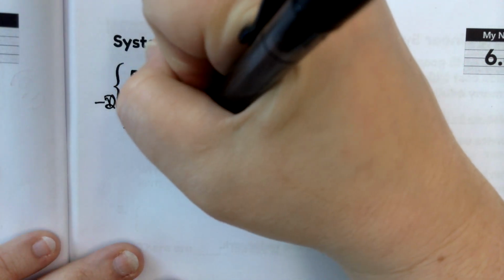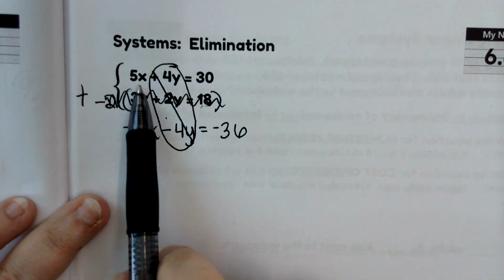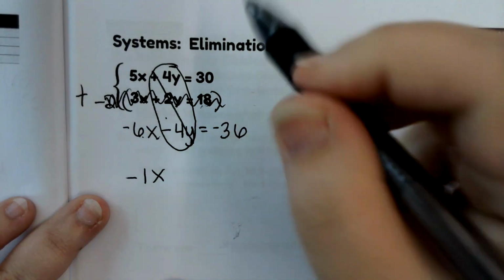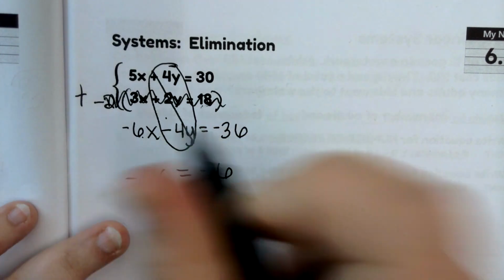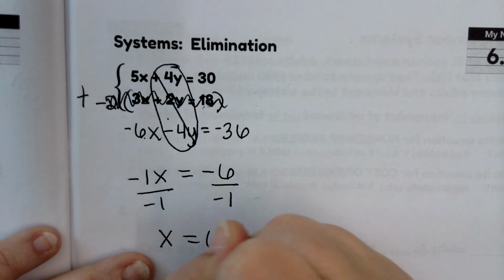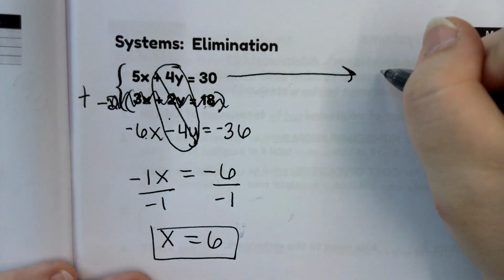I have my opposites. Those will eliminate. Add everything else. 5 plus negative 6 is negative 1x. 30 plus negative 36 is negative 6. Divide by negative 1 on both sides. X will equal 6. I'm going to plug it into that top equation.